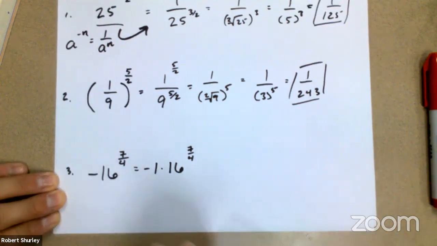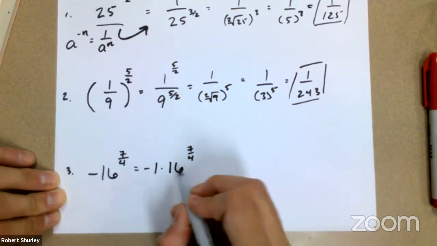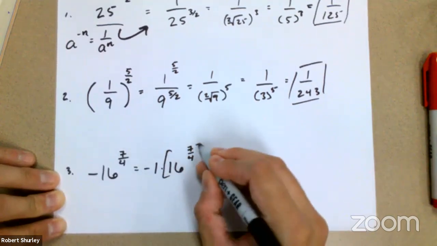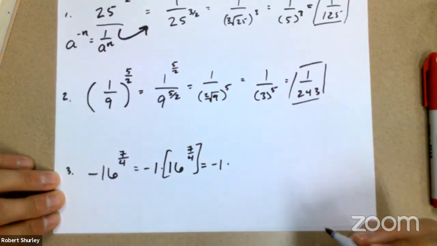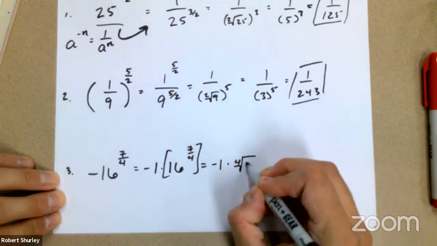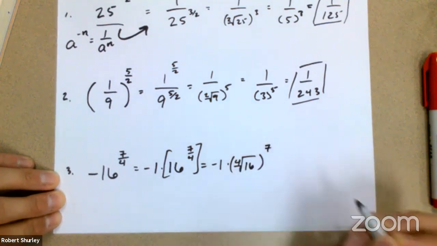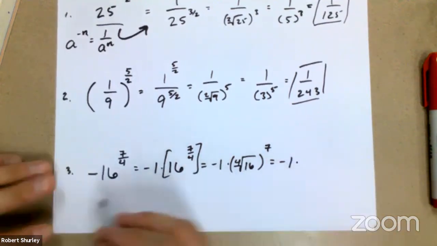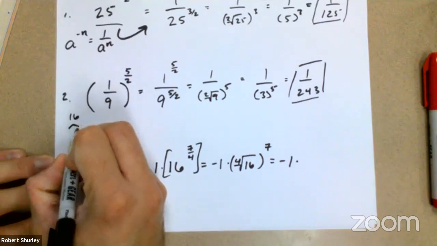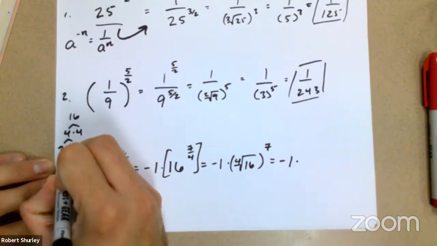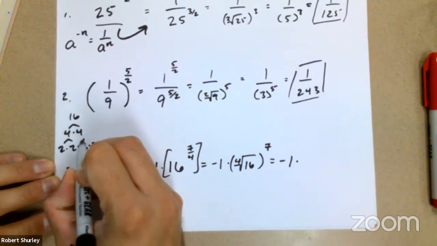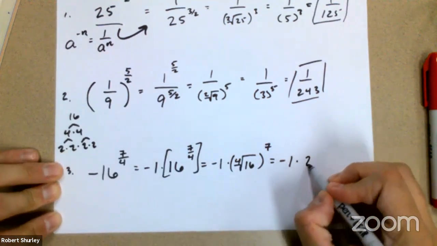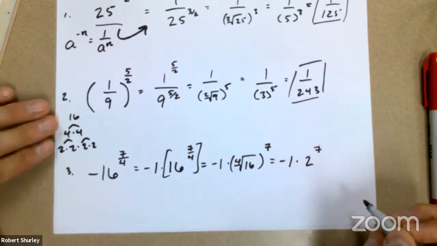Now, if this was a parentheses, that would be different. I'll do that one next. But let's follow along here and see what we've got. So -1 times. Now, I'm going to write this as a radical. So the 4th root of 16 raised to the 7th power. Well, the 4th root of 16, if you want to break it down, I believe it's 2. Yeah. Right. We've got 4 2's going on, trying to get a 4th root. So that would be 2 raised to the 7th power.